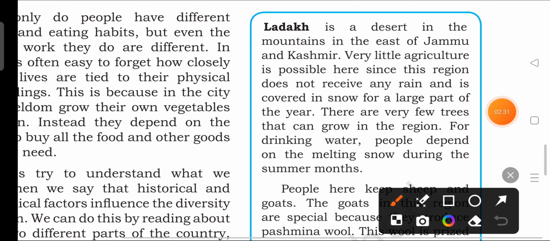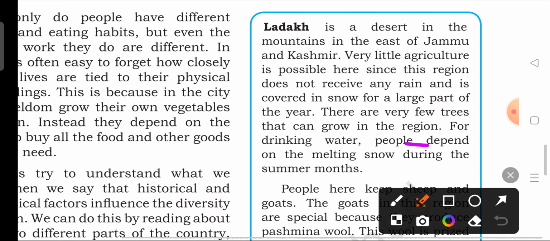Here we can understand why it is a desert, I have already explained. Very little agriculture is possible because a very low amount of rainfall is received, because in order to cultivate different types of vegetables, rice especially, you need water, isn't it? You need a high amount of water, and as there is no rainfall, there will be no means to water the plants. So that is why cultivation is very rare here, and most of the region is covered with snow. There are very few trees that can grow in this region.